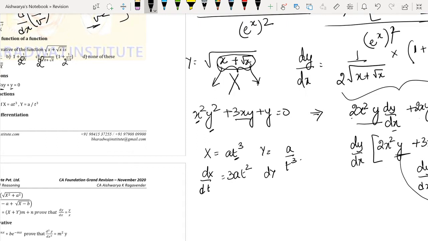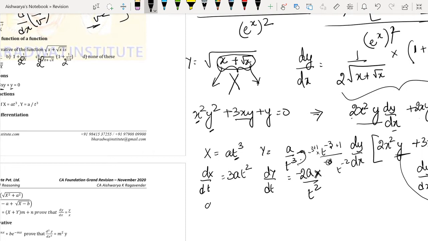Y will be dy by dt. So that will be a, you keep it as it is. This t, when you take it to the numerator, it becomes t power minus 3. T power minus 3 will be nothing but minus 3 plus 1 divided by minus 3 plus 1. So minus 3 plus 1 will give you a minus 2, and this will be t power minus 2. T power minus 2 will come to the denominator, it will become t square.